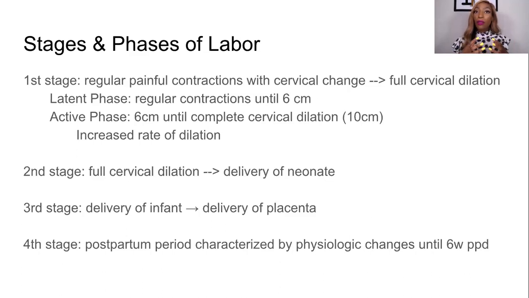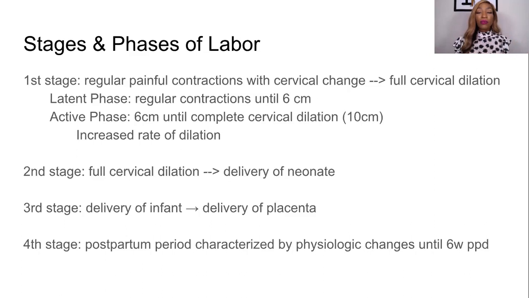The Zhang model is more modern and more up to date. So if you ever hear about the Friedman curve, then you most likely are talking to a physician that's using an older version of this method. The active phase is from 6 centimeters until complete dilation, and that is a much more increased rate.